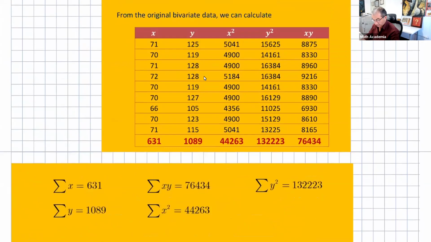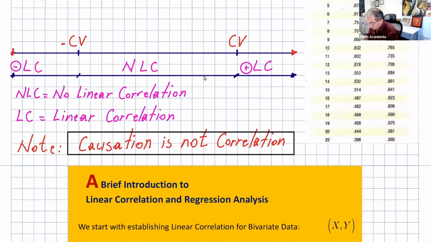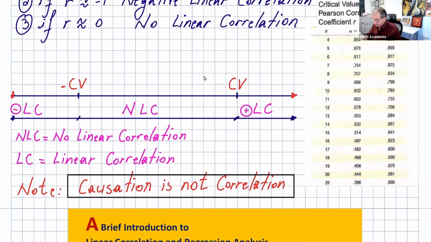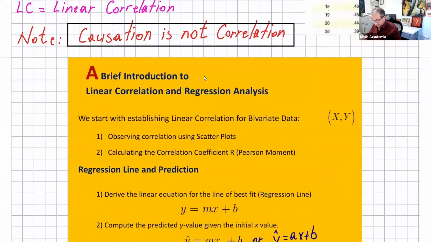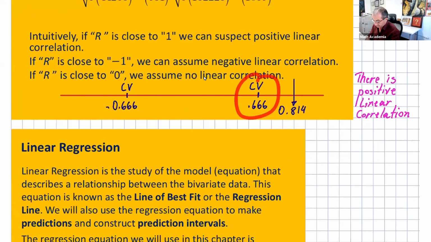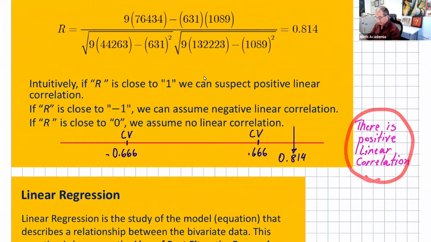If you go to the table, n is 9 because they checked 9 supermodels. So the critical value for 0.05, and again, use 0.05 if the alpha is not given. If they say 0.01, then you take this one. So the critical value is 0.666. Again, 0.666 positive here, negative 0.666 here. Then you compare the value of R. R is to the right of 0.666. It's 0.814, so there is a positive linear correlation.